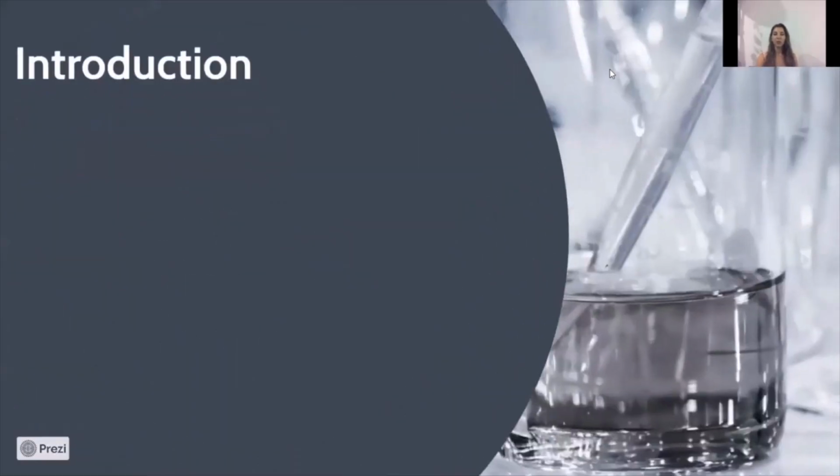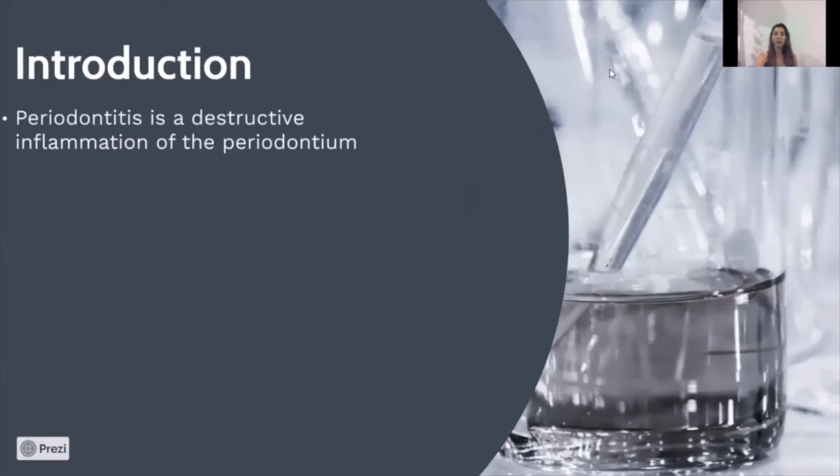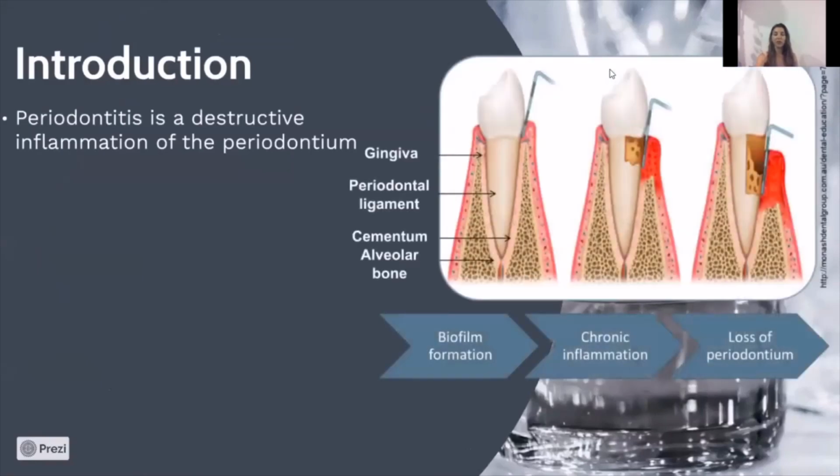So first of all, the problem that we are trying to target is periodontitis. Periodontitis is a destructive inflammation that occurs around the periodontium. It usually starts by the formation of a biofilm, which then leads to an inflammation that becomes chronic and eventually will lead to the loss of the tissue that surrounds the teeth.